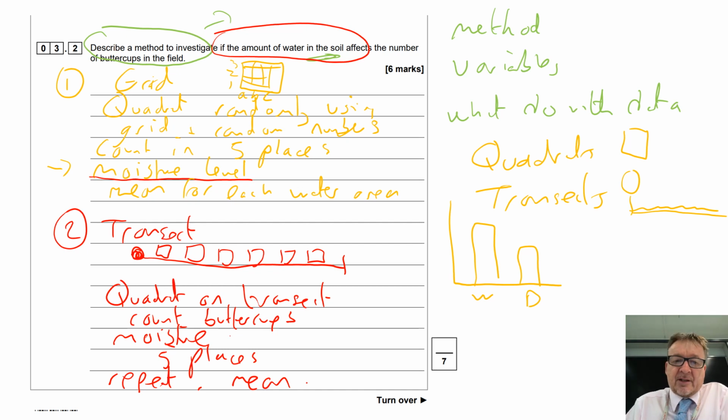Right, and then for both of these, what you've got to do is say what your conclusion's going to be. You need to chuck in a conclusion, because your conclusion is telling me what you are going to find out. Now, you haven't got any data to say what you've actually found out, but what you can do is write down, in the moist areas, I found this, and in the dry areas, I found that.